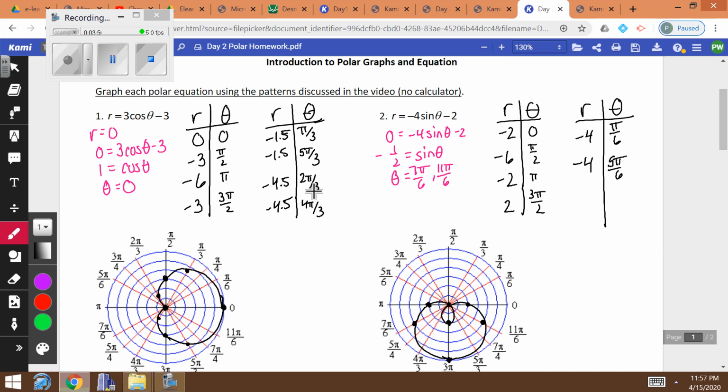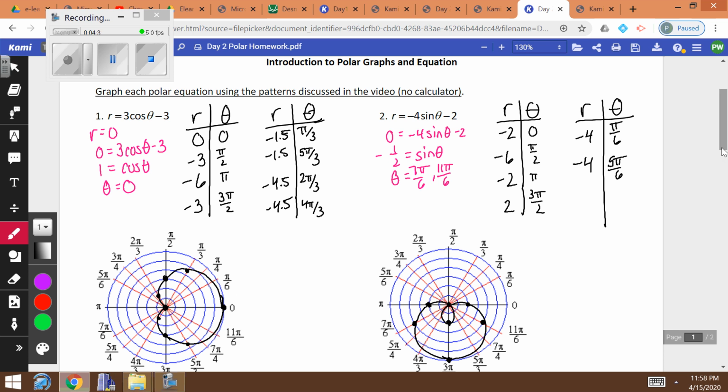Again, really you only need to do one of those because the other one's symmetric to the horizontal axis there. So cosine of 2 pi over 3 we know is negative 1/2. So 3 times negative 1/2 is negative 1.5, minus 3 gives us negative 4.5. So if I am at 2 pi over 3, but I'm going negative 4.5, that brings me down to the point here on the bottom. And then it would be symmetric for that 4 pi over 3 point over here for the negative 4.5 as well. That can help us get that better shape of the cardioid there.